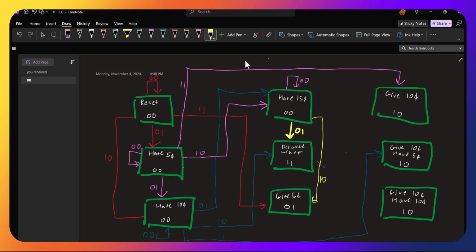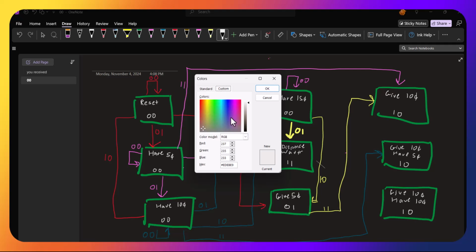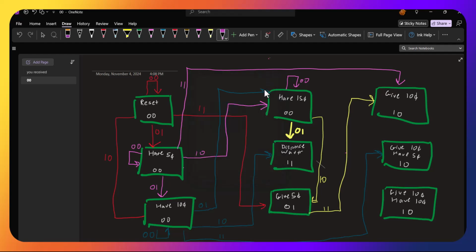So I give 10 cents change. Y'all correct me if I'm wrong. This is deep mathematics. We can tell. Okay, and then from dispensing water, I'm going to do a shortcut on this one. I'm going to say 0, 0 takes me back to reset.